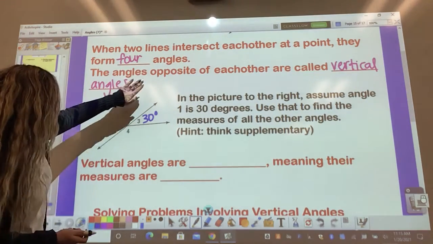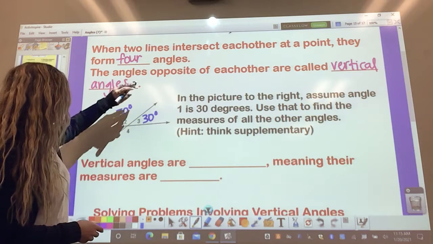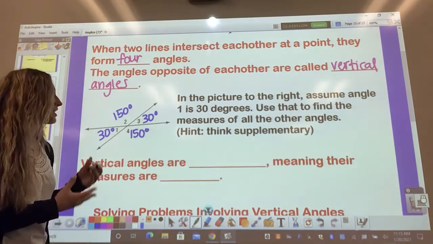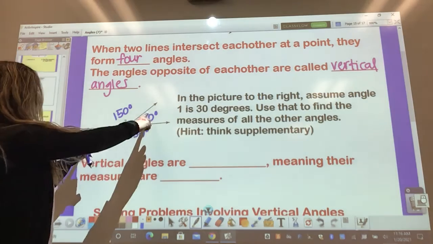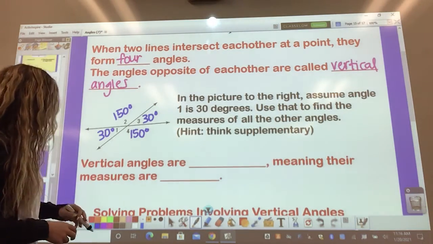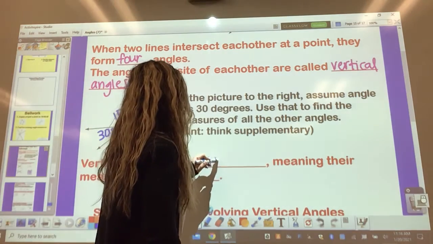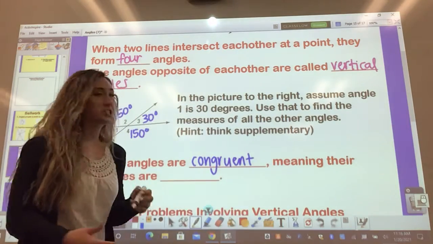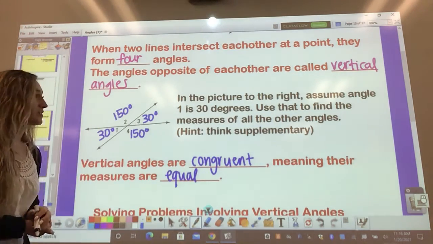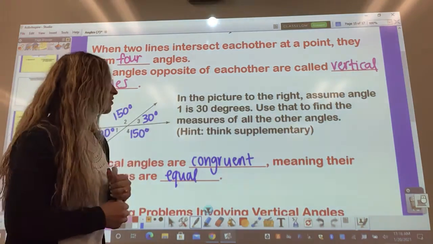And then same thing, if I block these off, angles 3 and 4 are also supplementary. They form a straight line. So if 3 is 30 degrees, then 4 would also have to be 150. So that just goes to show and prove that the vertical angles, the ones across from each other, have to be equal, just with what we know about supplementary angles. And then to fill in these last blanks, vertical angles are congruent, which is just a fancy geometry word for equal, which is something we've talked about, but given what we know about supplementary, we can prove or show that they are equal no matter what.